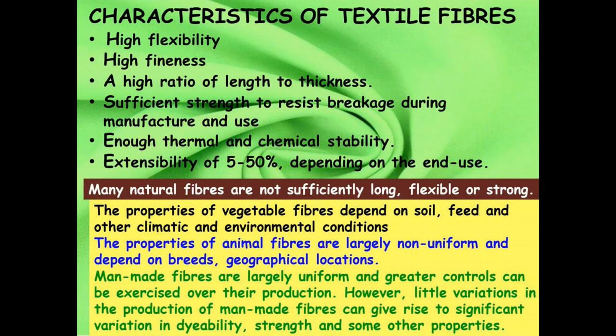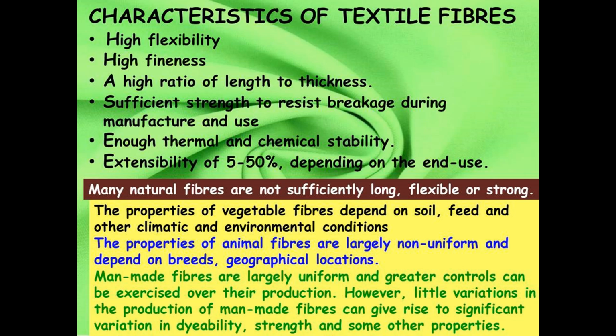Characteristics of textile fibers. It should have high flexibility, high fineness, a high ratio of length to thickness. It should have sufficient strength to resist breakage during manufacture and use. It should have enough thermal and chemical stability. Extensibility of 5 to 50% depending on the end use. Many natural fibers are not sufficiently long, flexible or strong to be used as textile fiber.